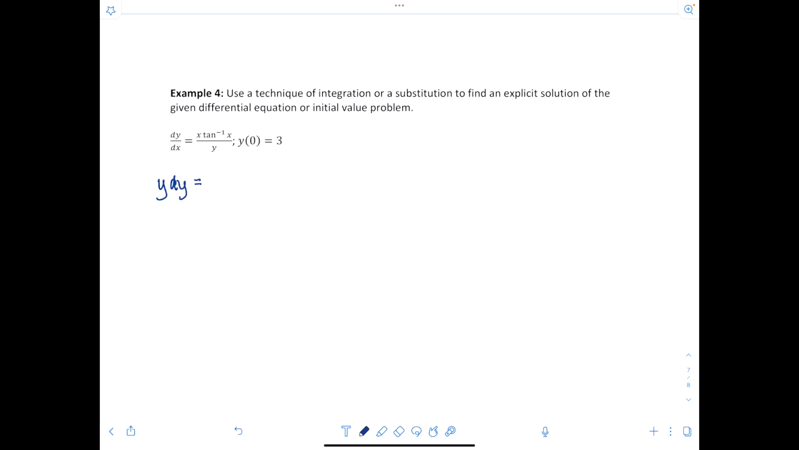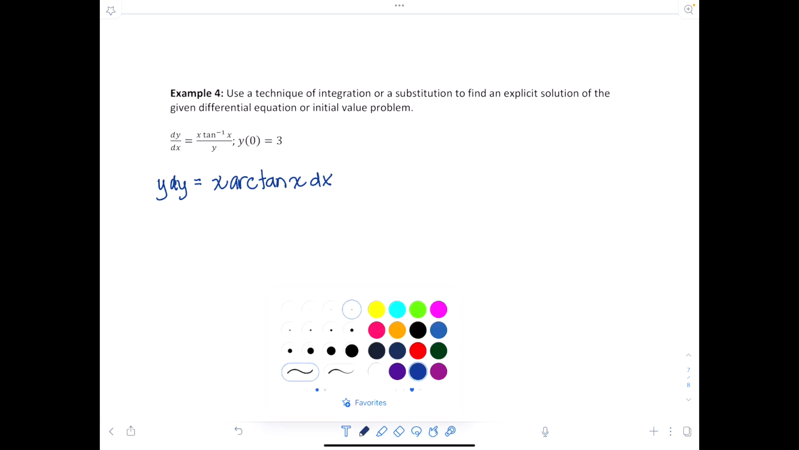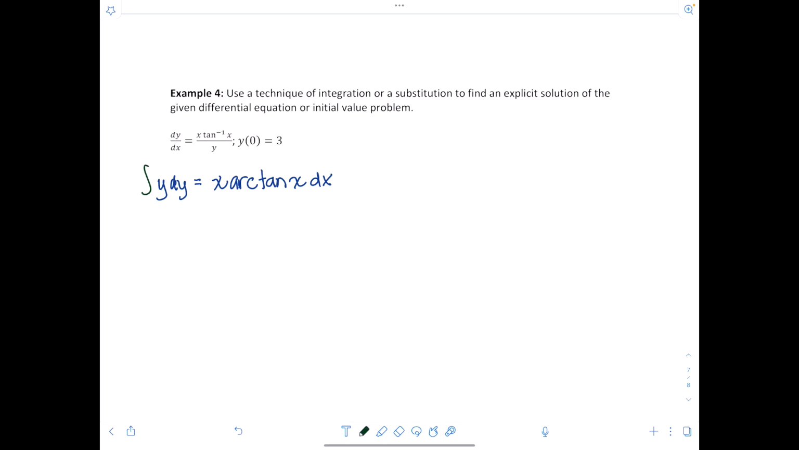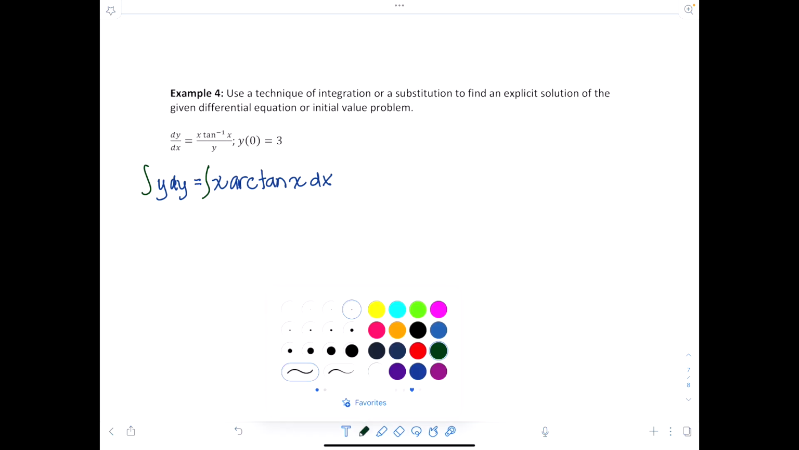equals, if you don't mind, I like the arc notation better. Arc tangent at x is equivalent to the inverse notation used above. And then we have our dx. Now, this is kind of a classic. On the right-hand side, this is sort of a classic integration by parts problem. And so we'll do it together.